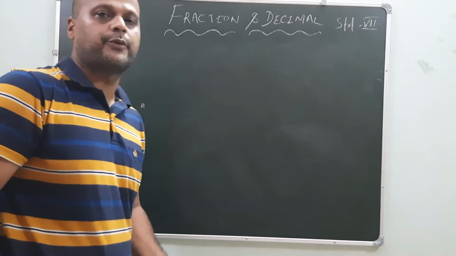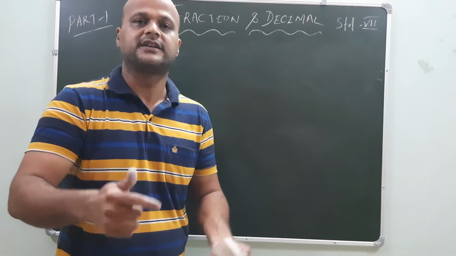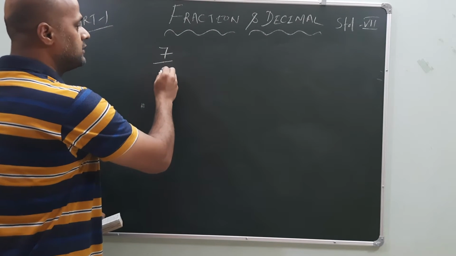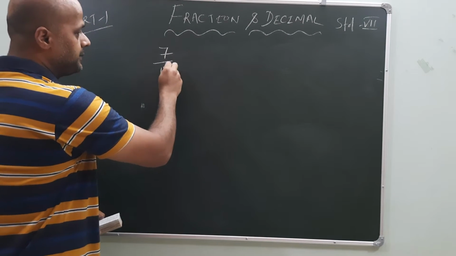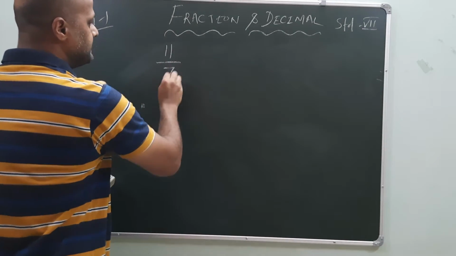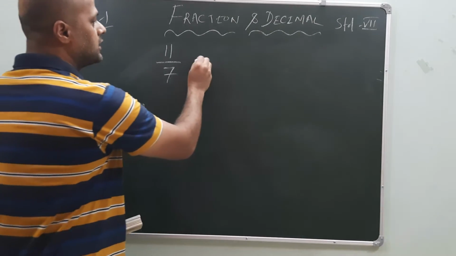What is the definition of an improper fraction? The improper fraction is one where the numerator is greater than the denominator. Take any example, 11 by 7, since the numerator is greater. Now this is an improper fraction. How will you convert this one?